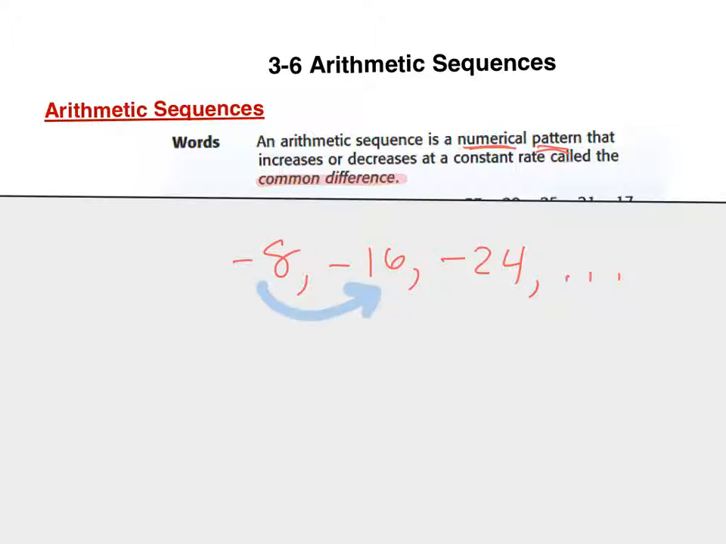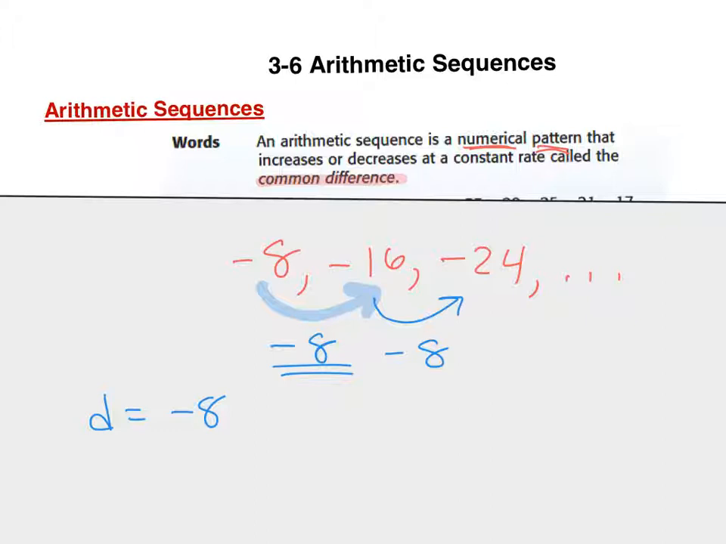Well, from -8 to -16, you subtracted 8. And from -16 to -24, you subtracted 8. That is called the common difference. The common difference is that you subtracted 8. If I asked you, can you tell me what the next number down the line is? What would you say? -32, because you're going to minus 8.